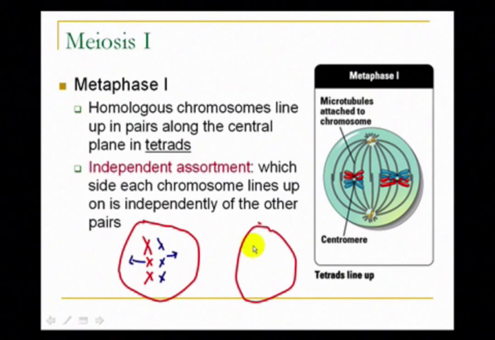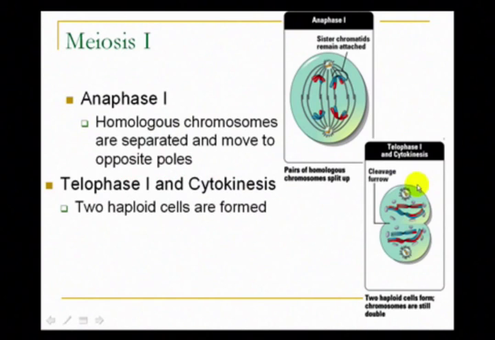So what independent assortment is that they can line up on different sides. So you could have, let's say, this combination. So let's say they line up this way, okay, because it just is random. So this cell will end up getting the paternal chromosome 1 and the maternal chromosome 2 and 3, and this cell will get a different combination. This egg or sperm would have a different combination. It would have the maternal chromosome 1 and the paternal chromosome 2 and 3. Now imagine all the different combinations I can make if I have 23 pairs of these. So what side they line up on is independent of each other. And then you separate them.